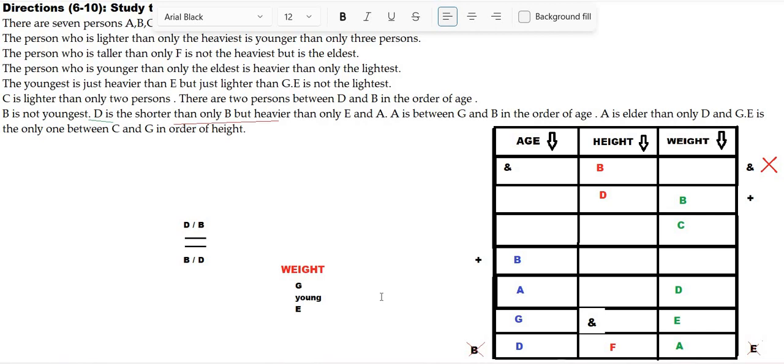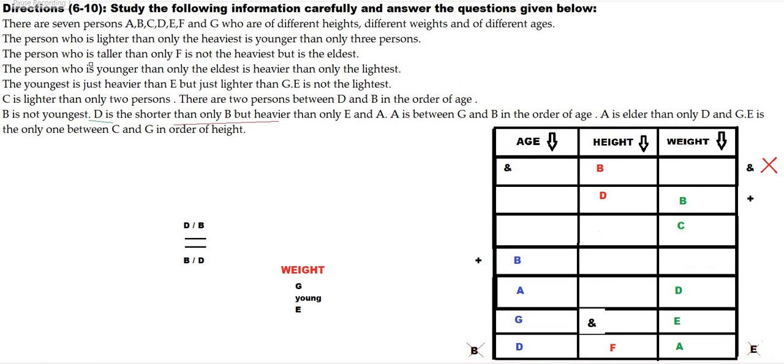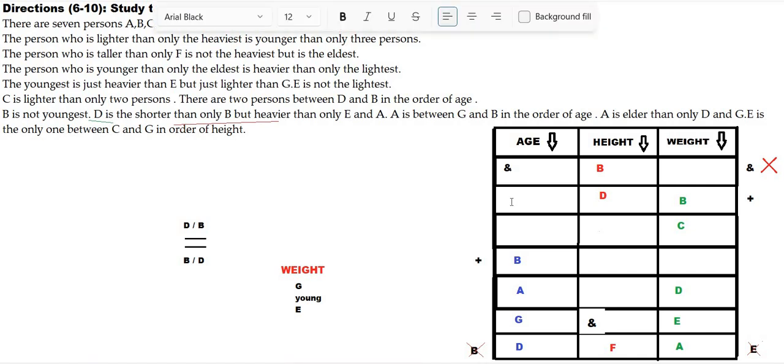Okay, that we will discuss later. See, we have forgotten one point. The person who is younger than only the eldest means the second eldest fellow. This second eldest fellow is heavier than only the lightest. The second oldest fellow is heavier than only the lightest fellow. Who is the lightest fellow here? A actually. Who is just heavier than A? Who is the second lightest? E. So E will come in the second place. That we forgot actually. This is the place for E.